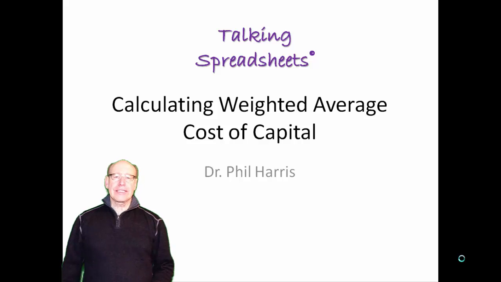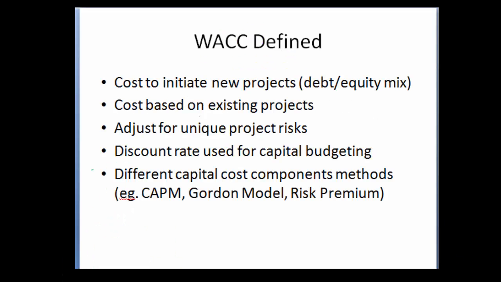I hope you'll enjoy today's session, which is about the weighted average cost of capital. The first thing I want to do is define weighted average cost of capital. It's the cost that we have to initiate new projects, and it's based on our mix of debt, equity, and hybrid securities like preferred stock, which is an example. We take the cost of our existing projects that we've already financed, and then we adjust for the unique risk of the new projects that we're looking at taking on.